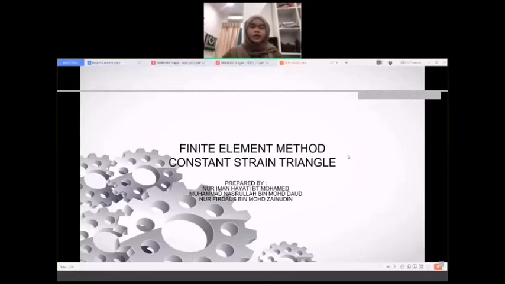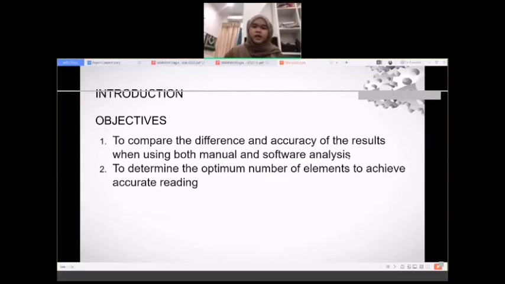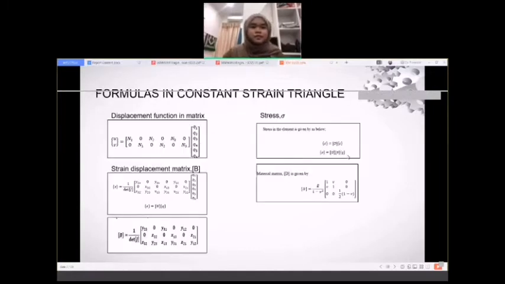Okay, so the objective of this project is to compare the difference and accuracy of the result when using both manual and software analysis. The manual analysis that we'll be using today is Octave, and the software analysis is the Ansys analysis. And the second objective is to determine the optimum number of elements to achieve accurate reading.